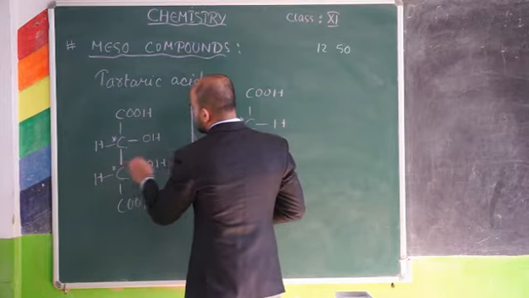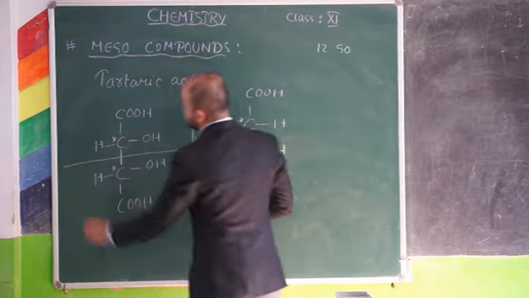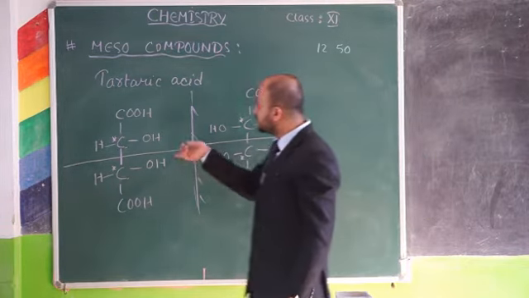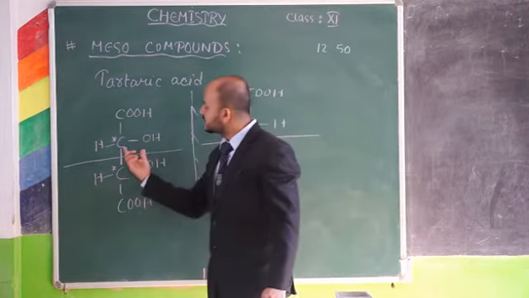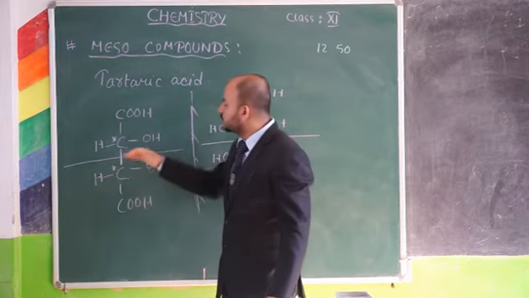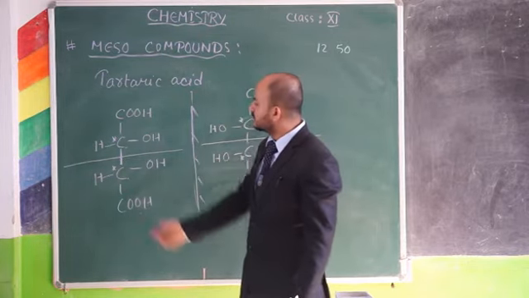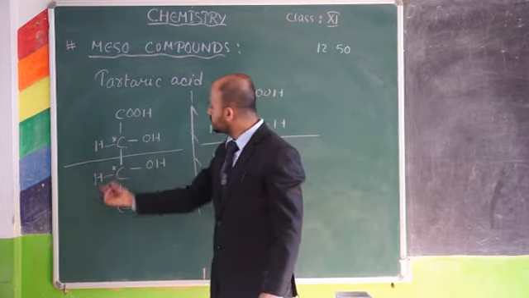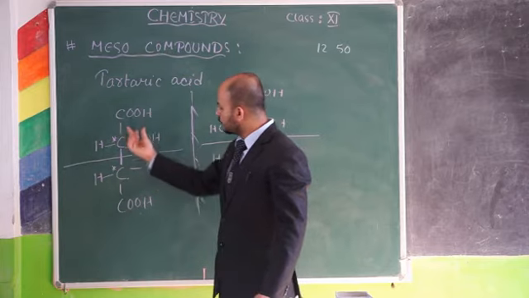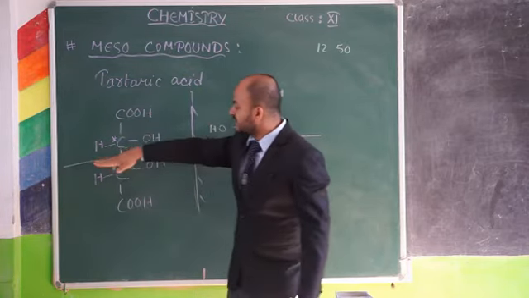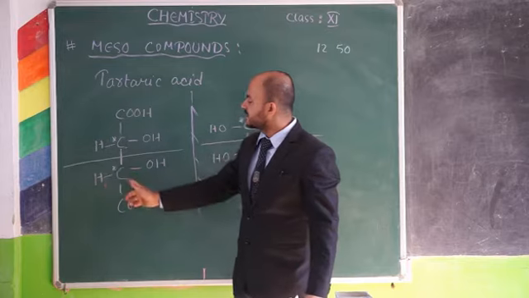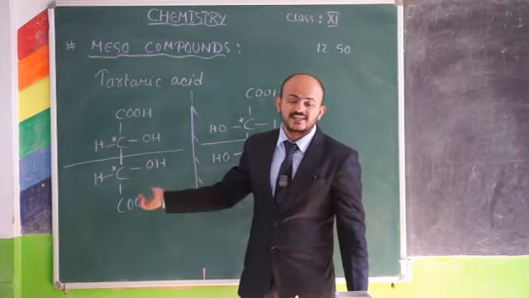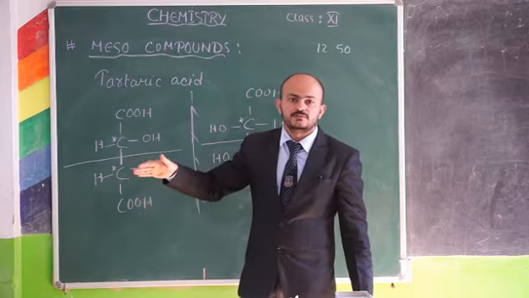See, here, if you pass a plane of symmetry from here, as well from here, what will happen? This plane of symmetry will divide this form of tartaric acid into 2 equal halves. Can you see this one? Carbon, carbon, hydrogen, hydrogen, oxygen, OH, OH, COOH, COOH. That means this plane of symmetry is dividing this tartaric acid into 2 equal halves. That means this form of tartaric acid has a plane of symmetry.